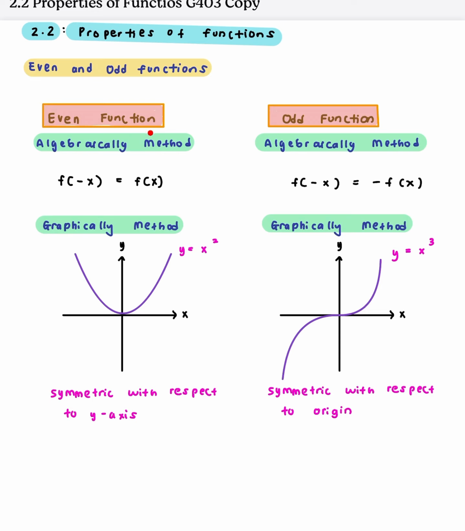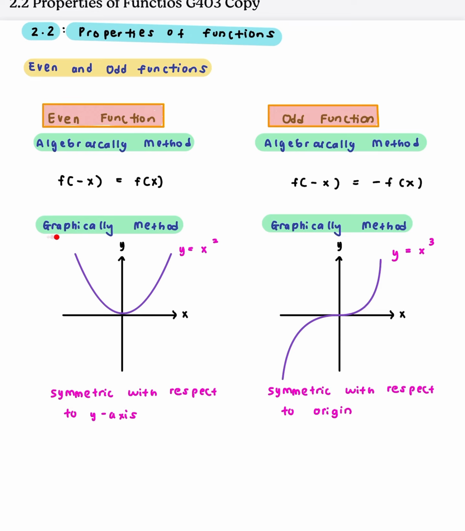We have two methods to determine whether the function given is an even function. First, by using the algebraic method. So how can you prove the given function is even? Let's say you substitute negative x into the given function, and after you solve, if the answer is exactly equal to f(x), then that is considered an even function.